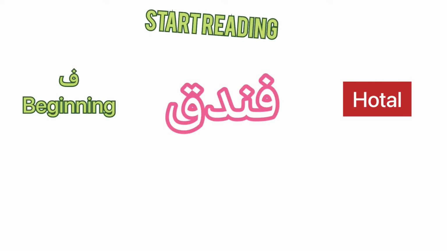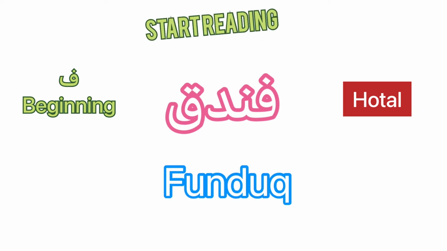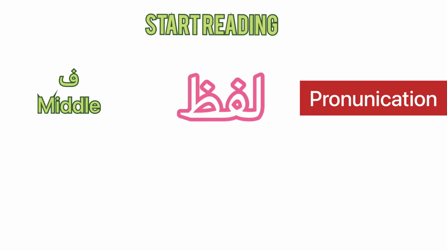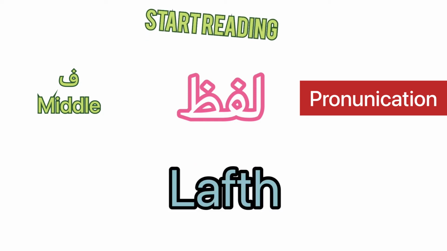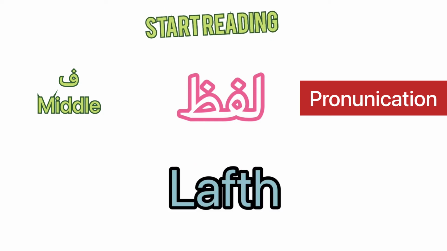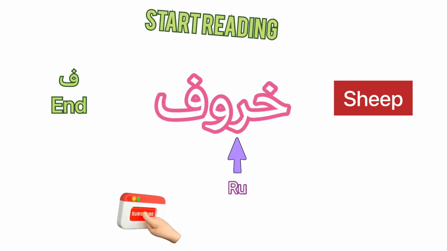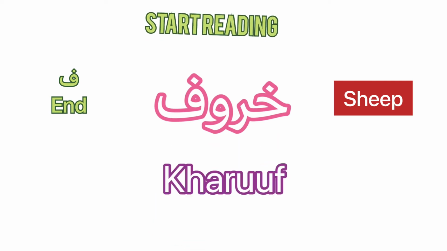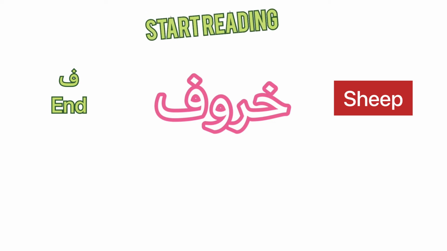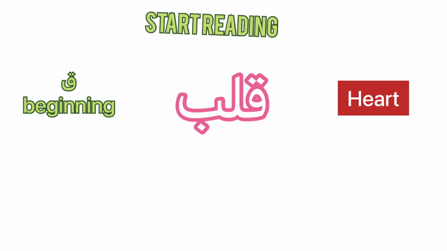Our first word is this, فندق. فندق means a hotel. Next, لفظ. لفظ means pronunciation. Next, خروف. خروف means sheep. Now the letter Qaf.